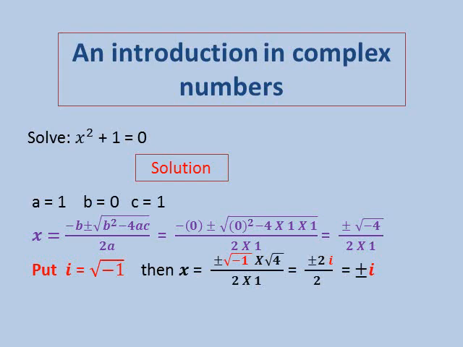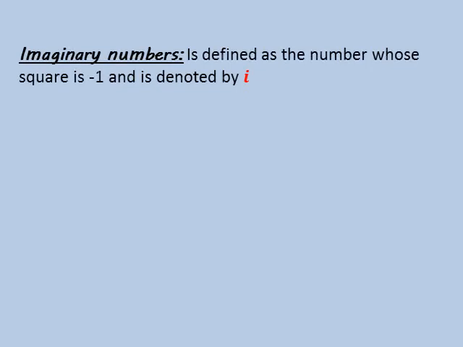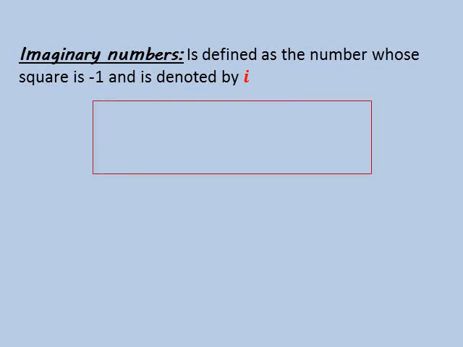In step 3, we solved the equation in the real numbers, so the solution set is empty. Now, in complex numbers, the solution set will be {i, -i}. What are imaginary numbers? An imaginary number is defined as the number whose square is -1 and is denoted by i. As we said, i is the root of -1. i = √(-1).